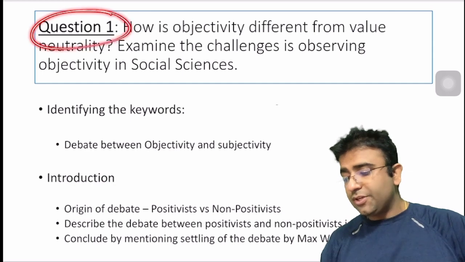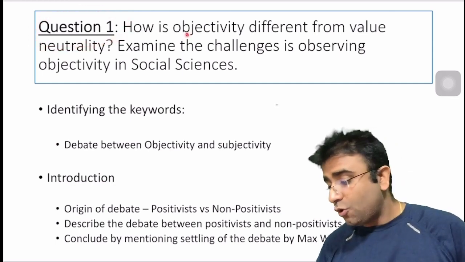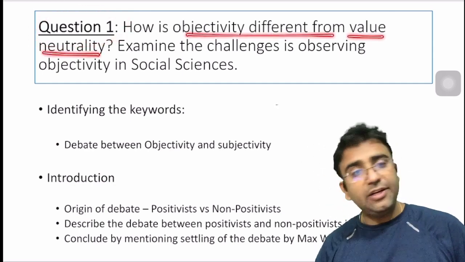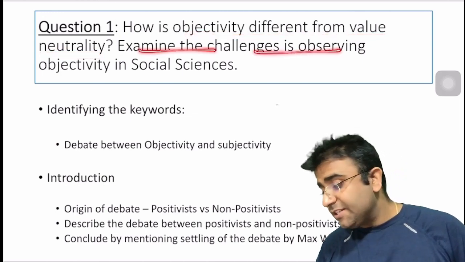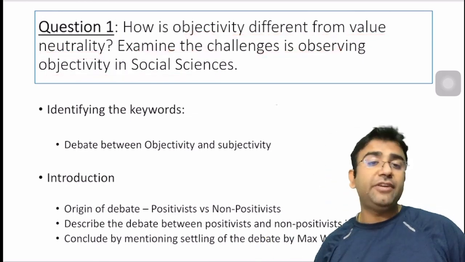If you look at the first question, the question says, how is objectivity different from value neutrality? Examine the challenges in observing objectivity in social science.